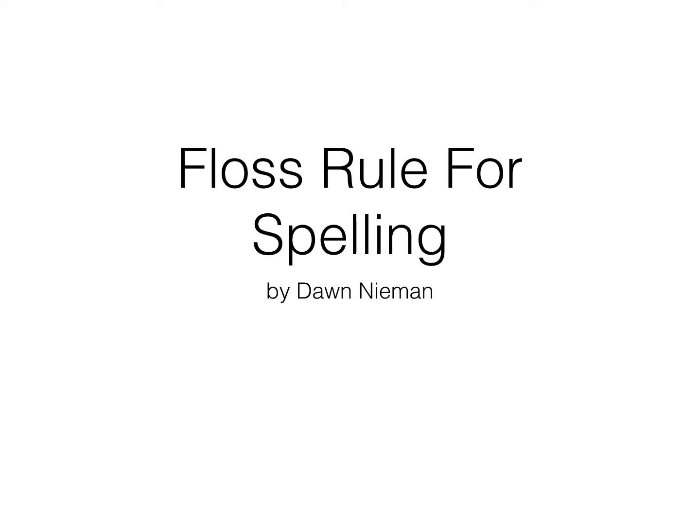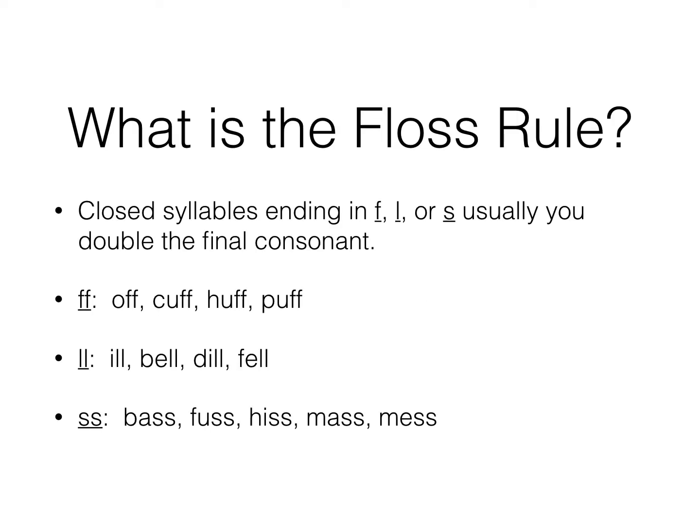So the rule that we are going to work on today is the floss rule for spelling. And before you can do the floss rule, you need to know what a closed syllable is. So you need to know that closed syllables end with consonants and the vowels say their sound instead of their long name. But in particular, the floss rule takes into consideration words that end with the letters F, L, or S.